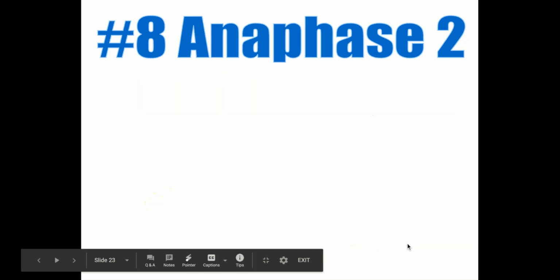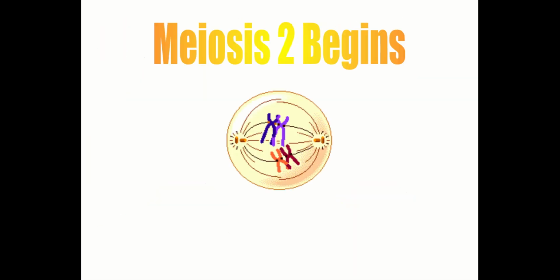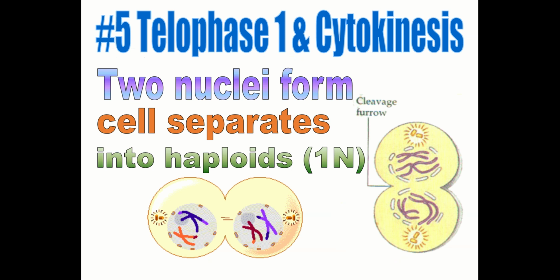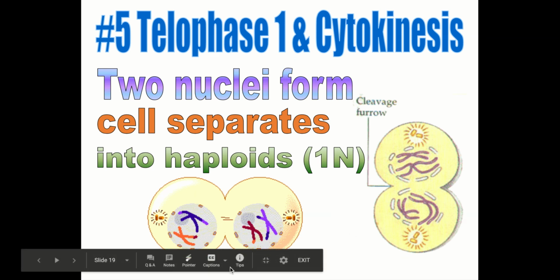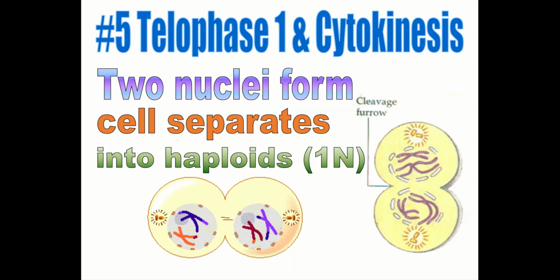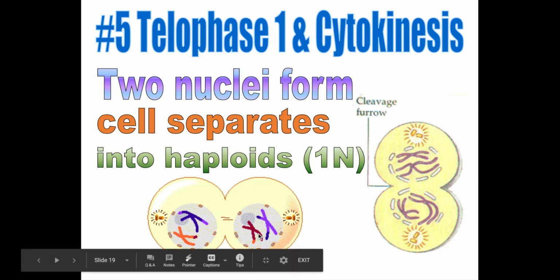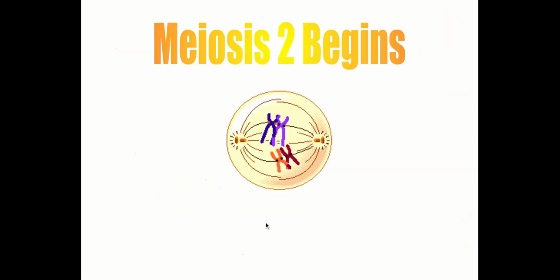So again, let's go back. At the end of meiosis one, you had two daughter cells, right? And at this point, they are already haploid because the homologous pairs are already separated. So in humans, you'd have 23 chromosomes in each haploid cell at the end of meiosis one. But notice how at the end of meiosis one, the chromosomes still have two chromatids. They still look like an X.